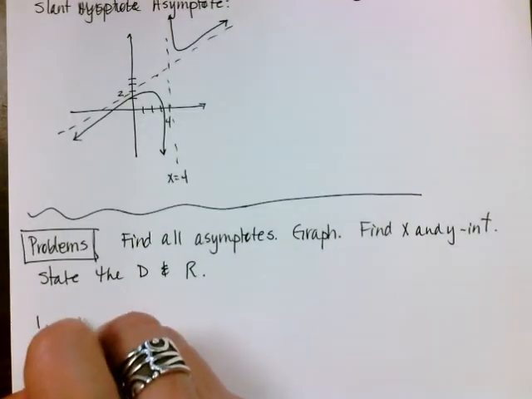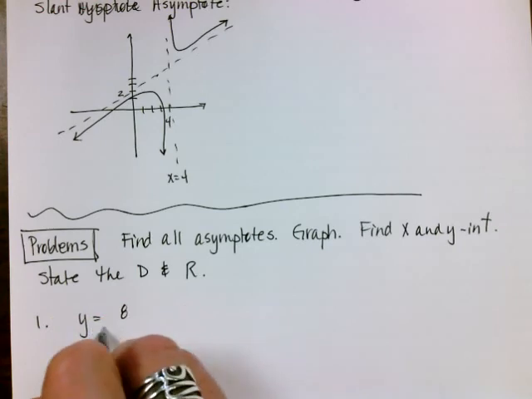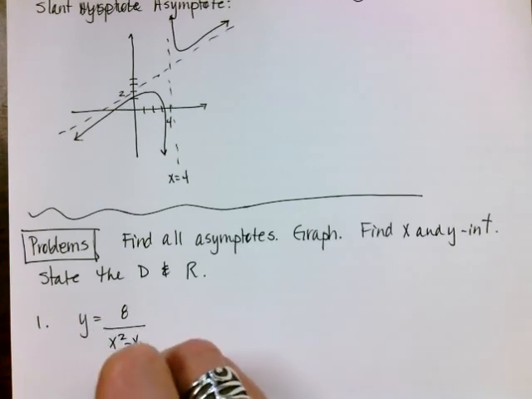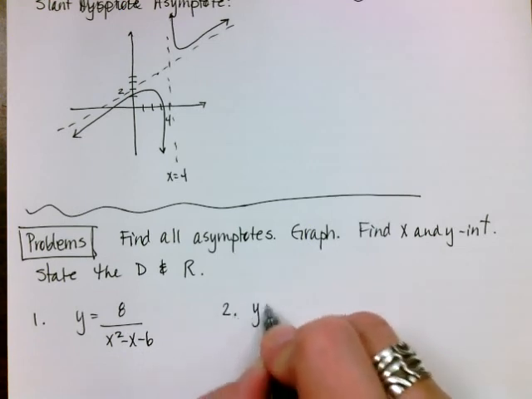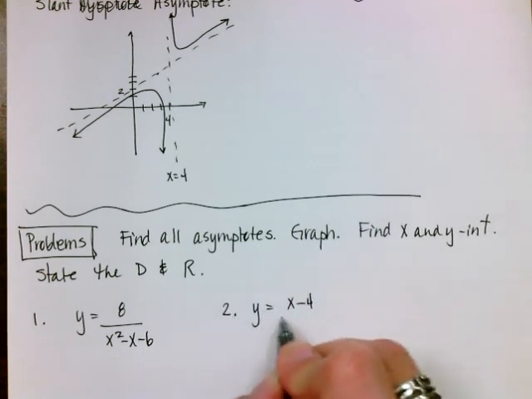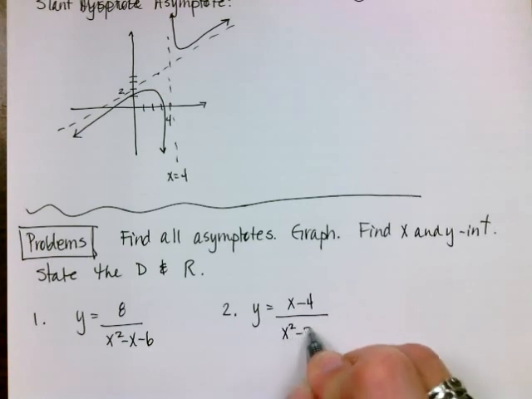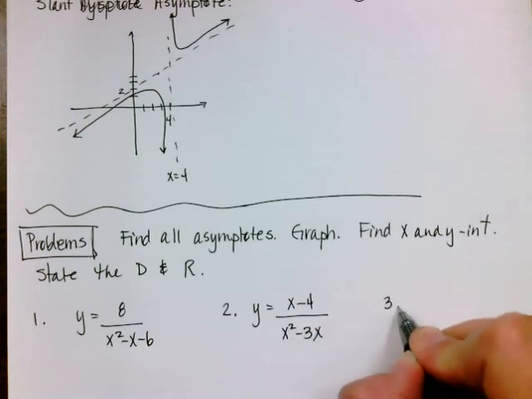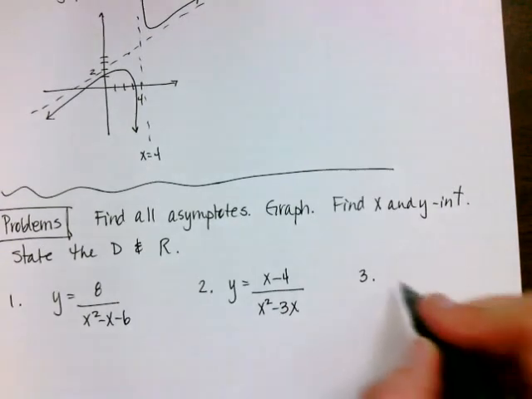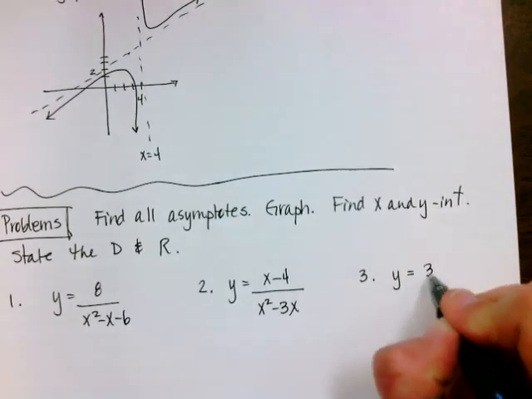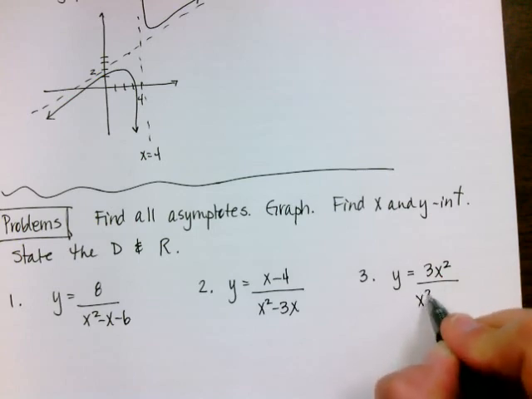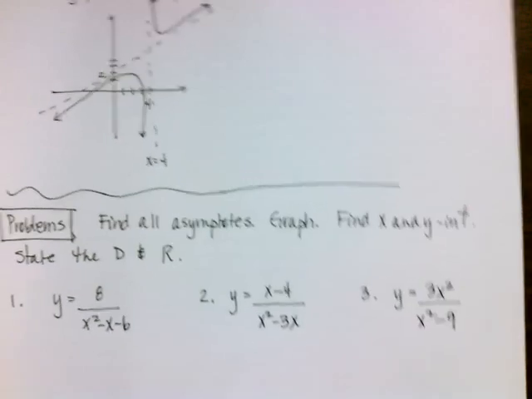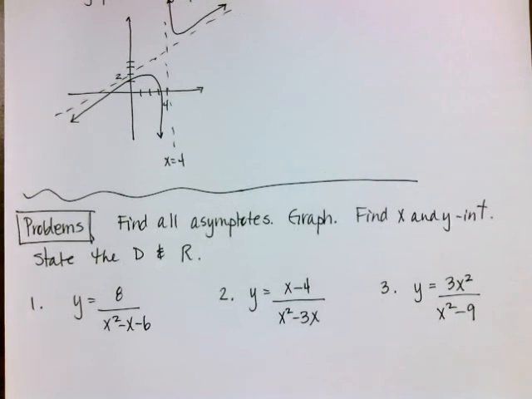So your first one is y is equal to 8 over x squared minus x minus 6. The second one is going to be y is equal to x minus 4 over x squared minus 3x. And then the third one is going to be y is equal to 3x squared over x squared minus 9. So don't forget to start by factoring. Alrighty, good luck with your problems, and I will see you tomorrow.